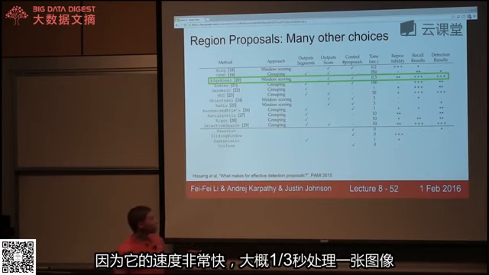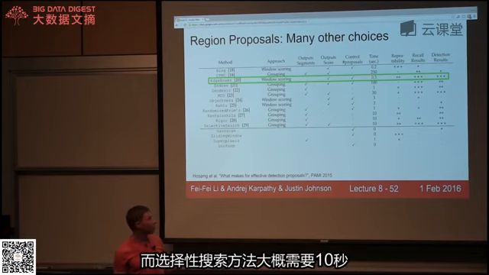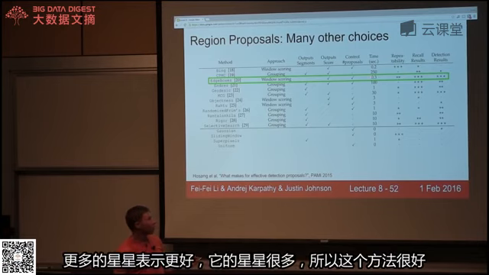Because it's really fast. You can run it in about 1/3 of a second per image, compared to about 10 seconds for selective search. But the more stars is better, and it gets a lot of stars, so it's good.